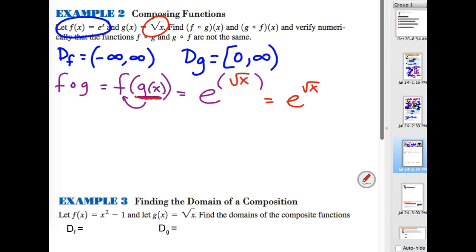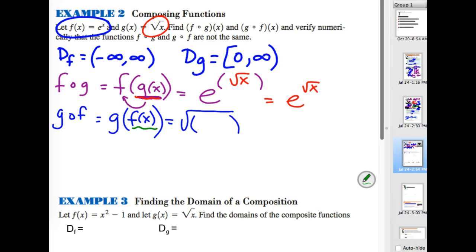Going in the reverse direction, we have g of f. This means I'm going to take my g function and dump my f function into it. So starting with the g function, which was the square root of something, now I'm going to dump in f of x, which was e to the x. I'm going to plug that in. Okay, so simplifying, we've got the square root of e to the x.